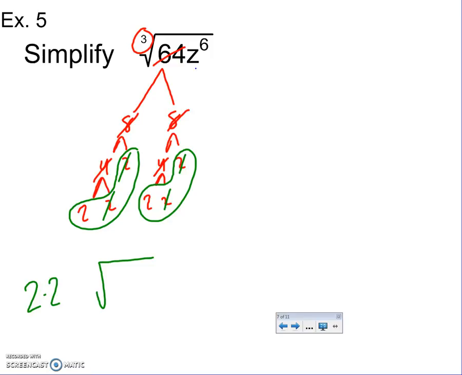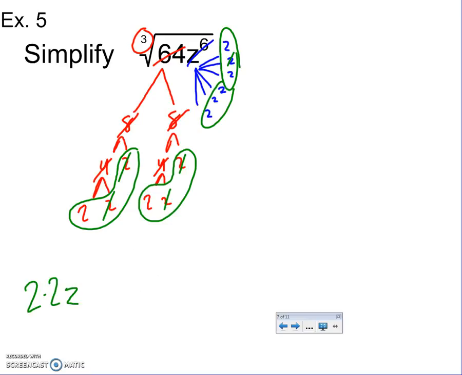Now for the z's. There are 6 z's. 1, 2, 3, 4, 5, 6. I'm finding groups of 3 again. So here's a group of 3. Here's a group of 3 for the root. There's going to be no one inside. For the first group, 1 z makes it out. The other 2 disappear. For the other group, another z makes it out. The rest disappear. So my answer here is 4z squared. That was the old way, which still works.